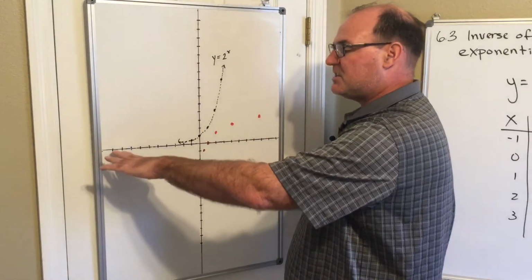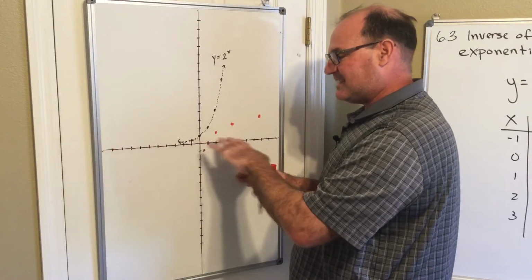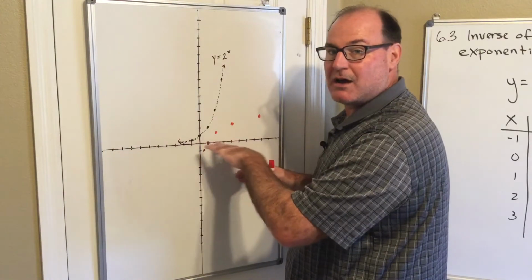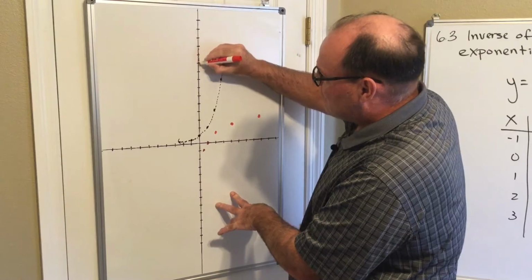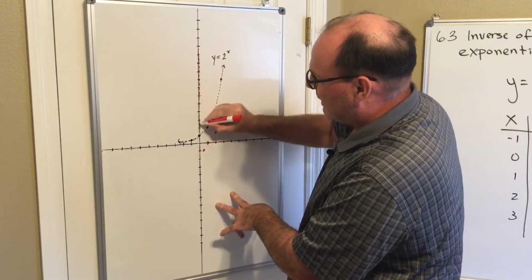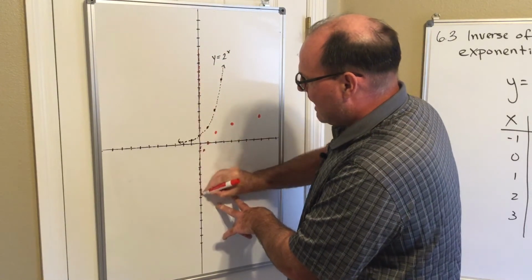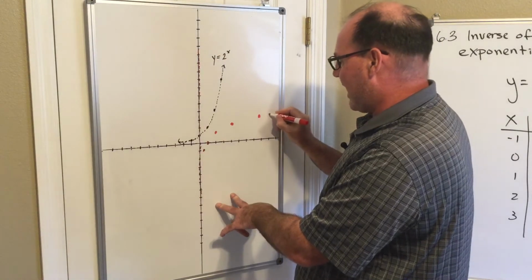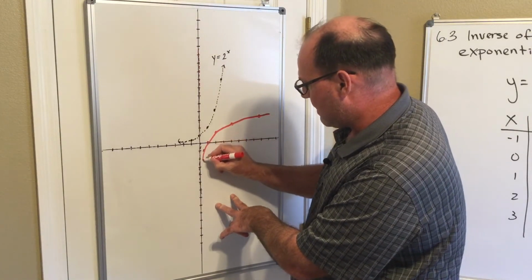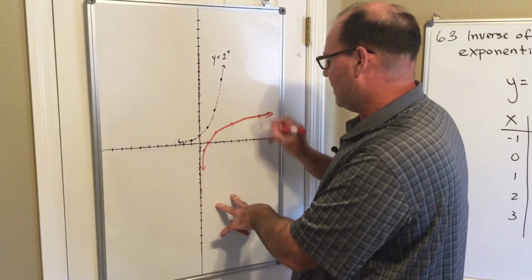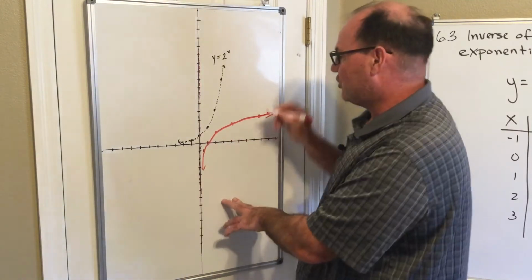Another thing we noticed before is that the x-axis was a horizontal asymptote of the exponential graph. So that means that the y-axis is going to be a vertical asymptote because we are flipping the values. And so what we get right here in red on my graph, this is the inverse graph of the exponential function.